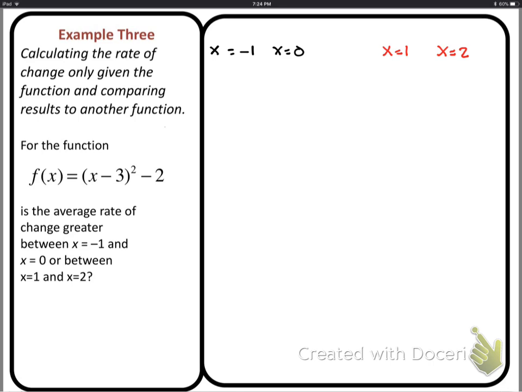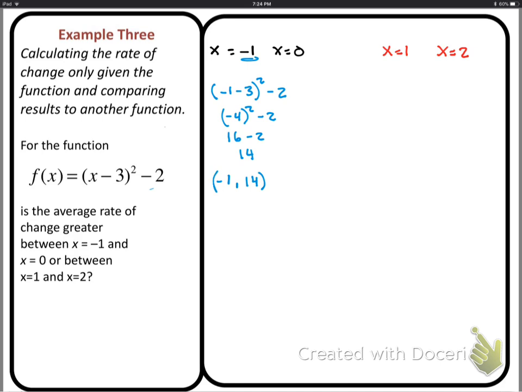right, so I'm going to work on x equals negative 1 and x equals 0 first. So we got to plug those in and we got to find the y values. So first thing I'm going to do is plug in negative 1. So I'll have negative 1 minus 3 squared minus 2. So negative 1 minus 3, that gives me negative 4 squared minus 2. Negative 4 squared is 16 minus 2, that's 14. So for my first point here, if I plug in negative 1, I get 14.